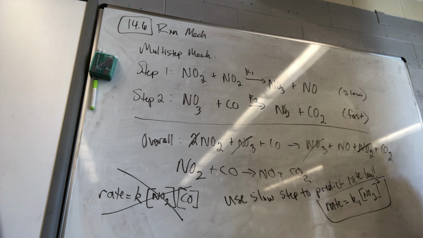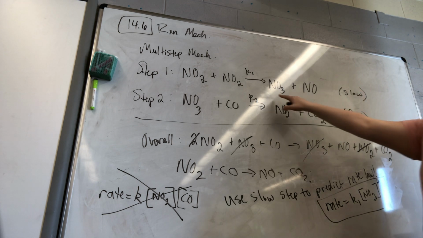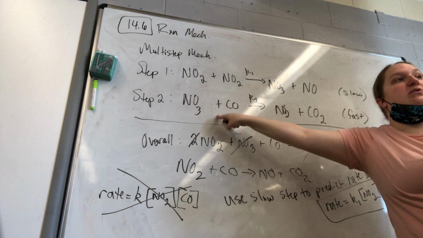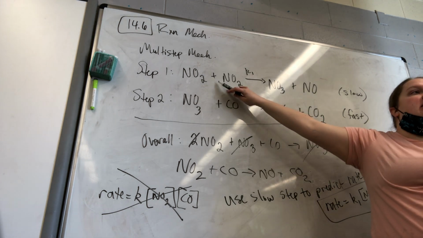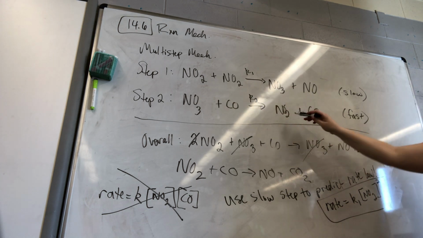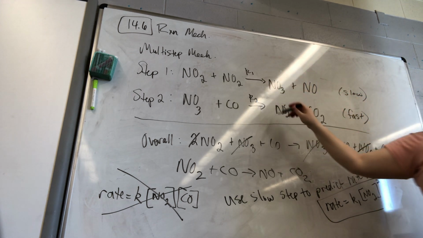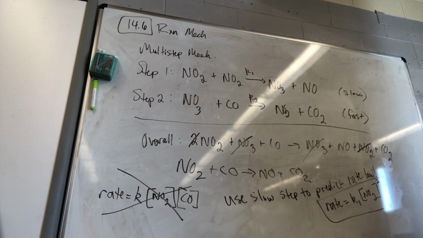The NO3, right? Remember, intermediate means produced then immediately used, okay? Are there any catalysts here? No, because NO2 is already... Technically, since NO2 is part of the reactant of that slow first step, one of them could be considered the catalyst, but you wouldn't get it wrong if you said no.